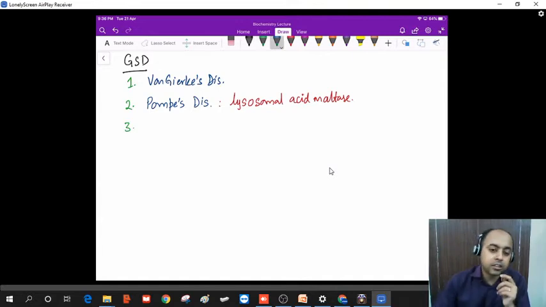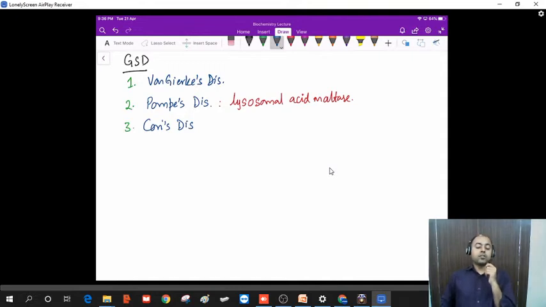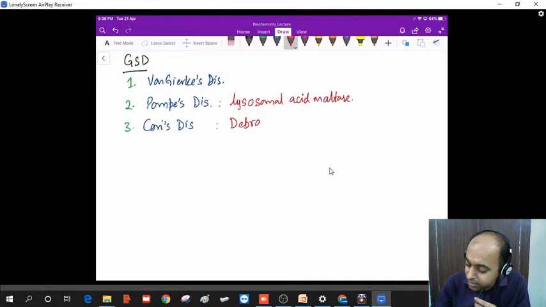3, third alphabet, Cori's. You can remember it in this way. The name of GSD3 starts with the third alphabet, and that is Cori's. And the corresponding enzyme defect is the letter after C. C is followed by D. So the defective enzyme is the debranching enzyme.